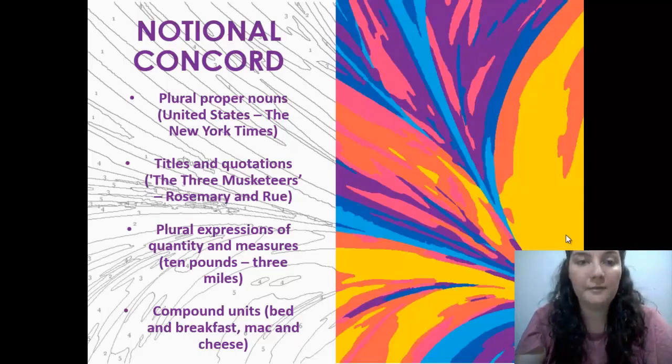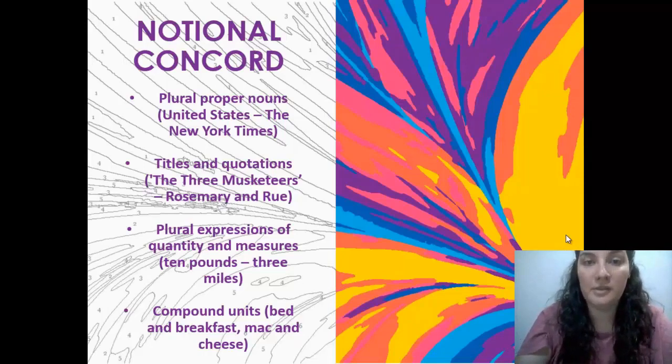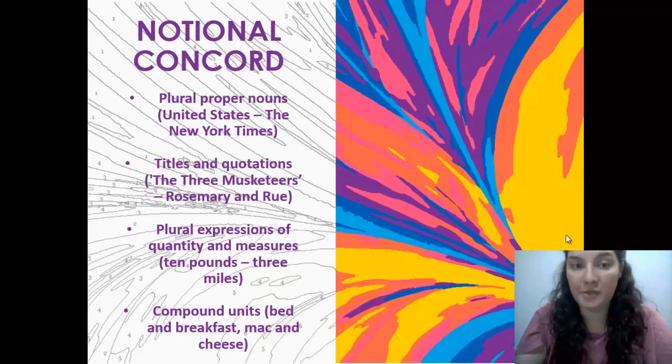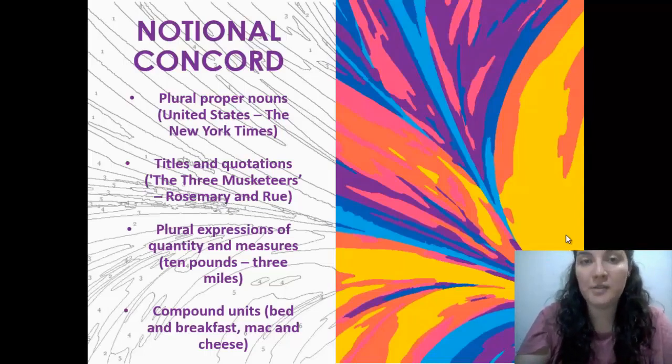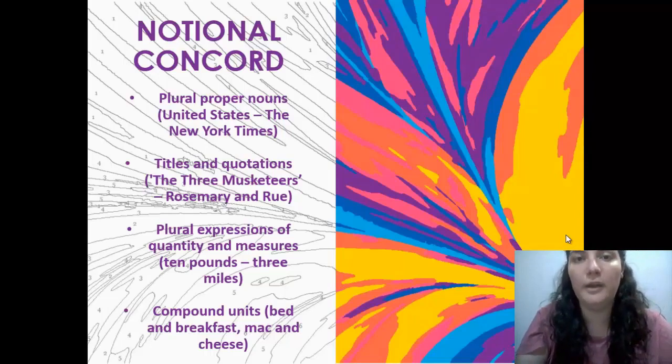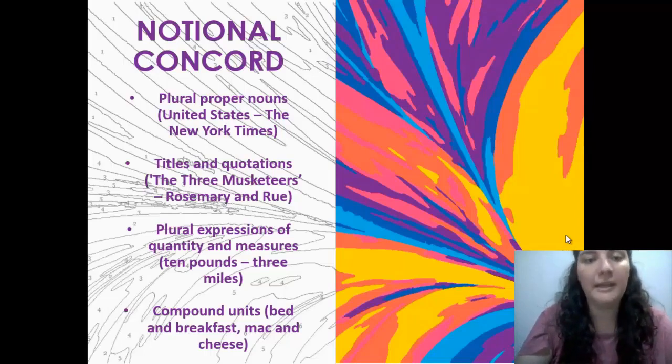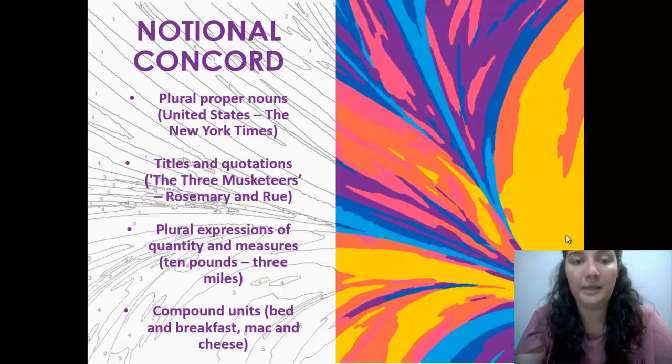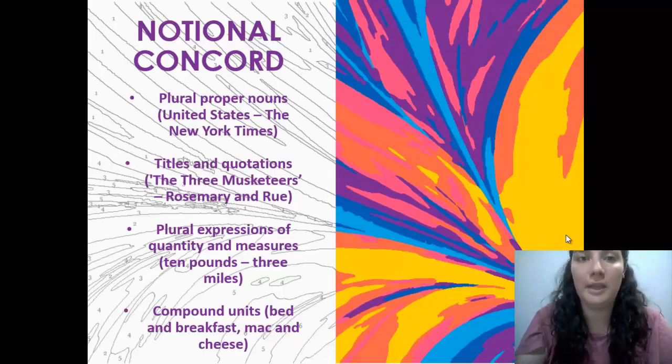The other case is for plural expressions of quantity and units of measurement. We have two examples, 10 pounds, 3 miles. These expressions of quantity and measurements also need to follow a singular verb. And the last one is compound units like bed and breakfast, mac and cheese. It happens a lot with names of dishes and some other compound nouns.